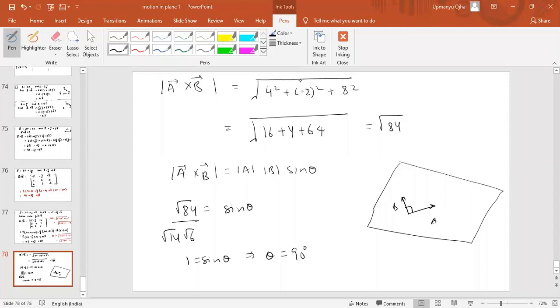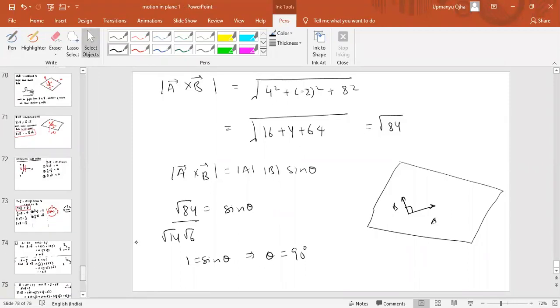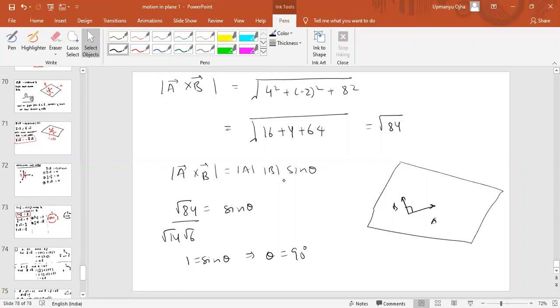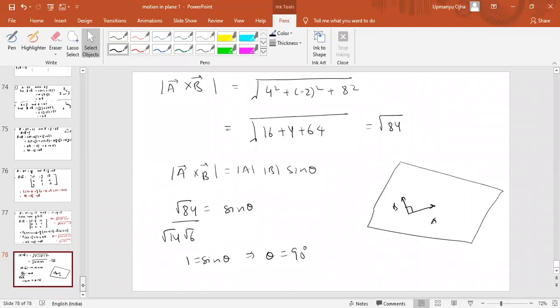How did I define it? I told you that A cross B is equal to mod A mod B sin theta. Why don't you listen to the class properly? Who am I to decide whether it is sin theta or cos theta? I told you here itself, A cross B equals mod A mod B sin theta. I am not deciding anything.